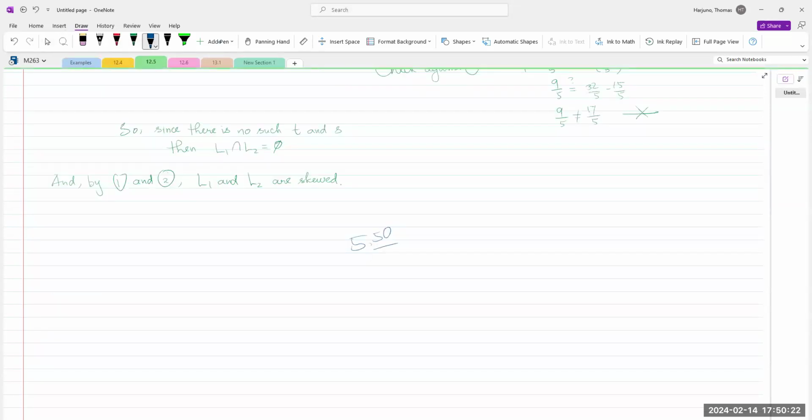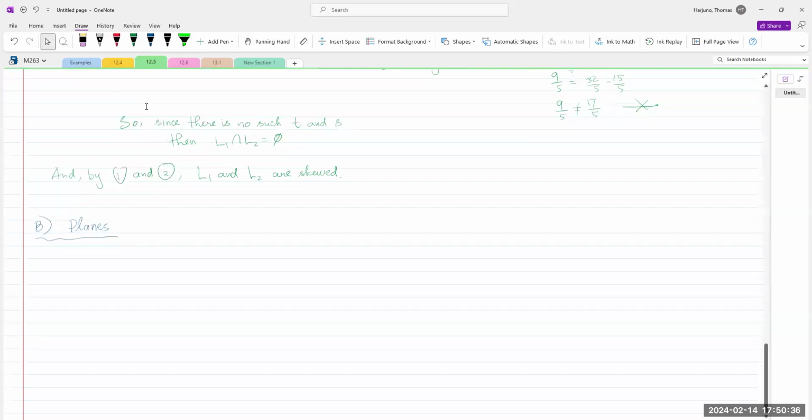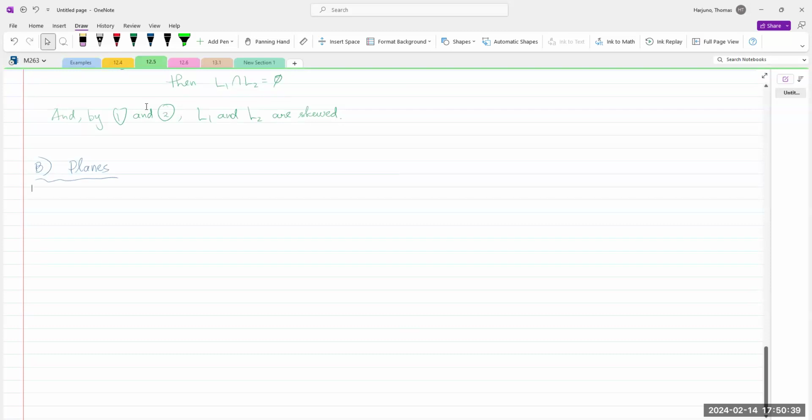The next part we will do is on the plane. So part B, planes. A plane can be determined by a point and a vector normal to it, perpendicular to it.